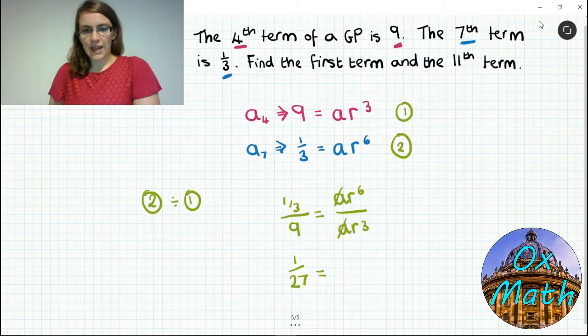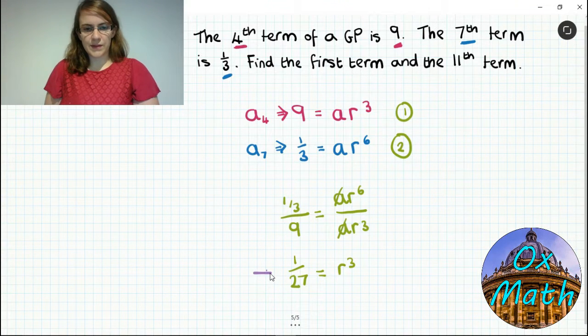And then 3 of the 6 r's from the top are cancelled out, so we are left with r cubed. So r cubed is equal to 1 over 27. Now before we go on to solve this to find r, it is a good idea to check the sensibility of your answer. You could have actually got straight to this equation from the question, but it is easy to make mistakes if doing so.